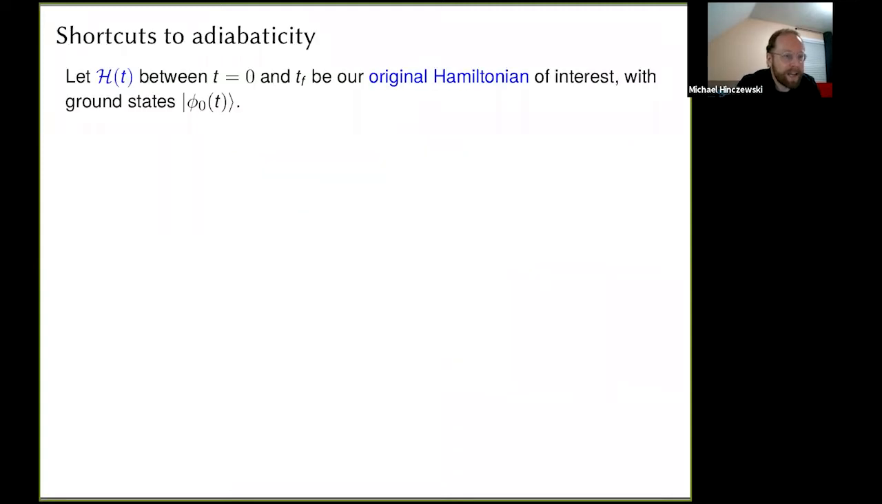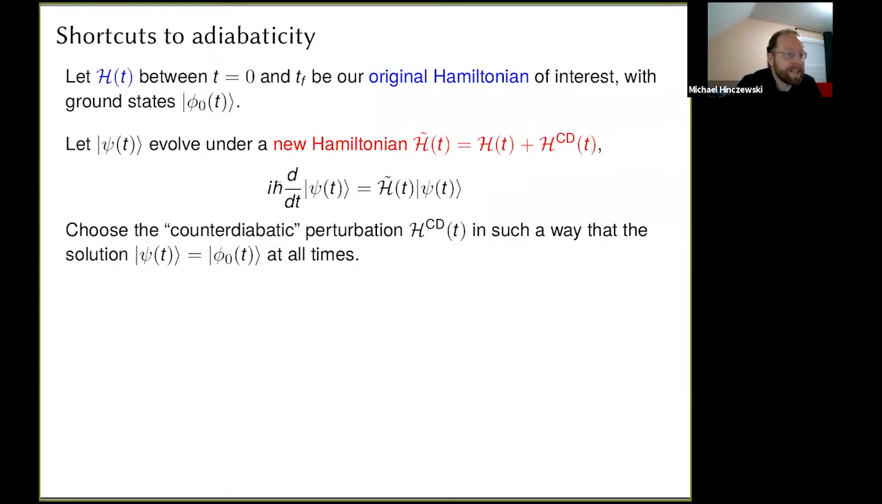The way this works concretely is, let's say you have some time varying Hamiltonian, and that's our original Hamiltonian of interest, whose ground state at the end, at time TF, encodes our answer. And let's say its ground state at any given time is, we'll call that phi 0 of t. Then what we say is, well, we're going to devise a new Hamiltonian, which is that original Hamiltonian plus a counterdiabatic perturbation, so HCD, that obeys a Schrodinger equation like this. And we're going to choose that HCD perturbation in precisely such a way that the solution to this new Schrodinger equation is exactly the old ground state of the original system at all times.